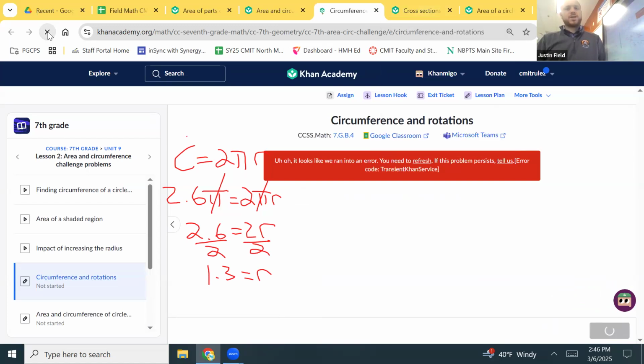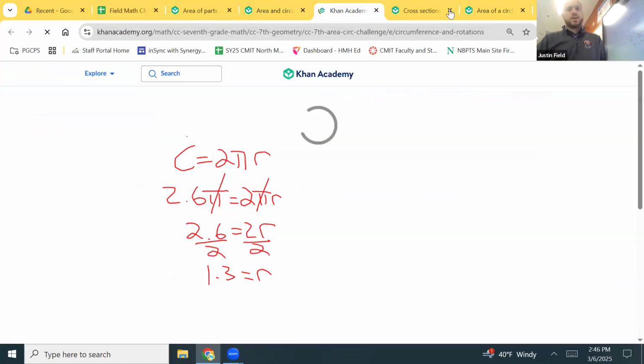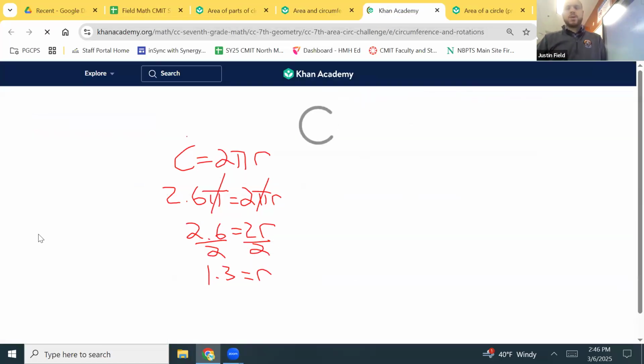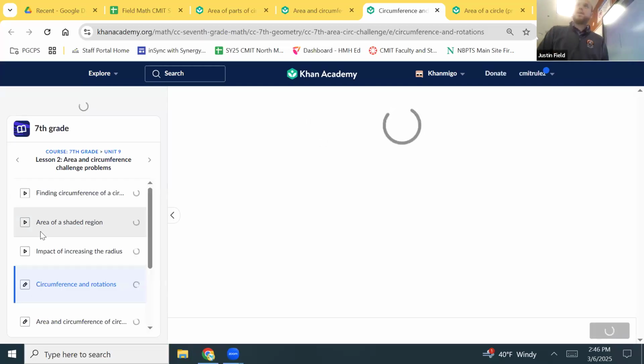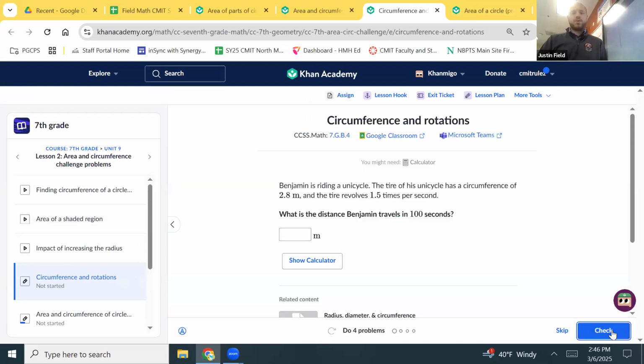Circumference and rotations. Okay, so let's talk about rotation. Rotation is just going to be a multiple of the circumference, right? So if circumference is 1 full rotation, we might just need to multiply the circumference. Let's see. Benjamin is riding a unicycle. The tire of his unicycle has a circumference of 2.8 meters, and the tire revolves 1.5 times per second. So it goes 1.5 circumferences every second. What is the distance Benjamin travels in 100 seconds?